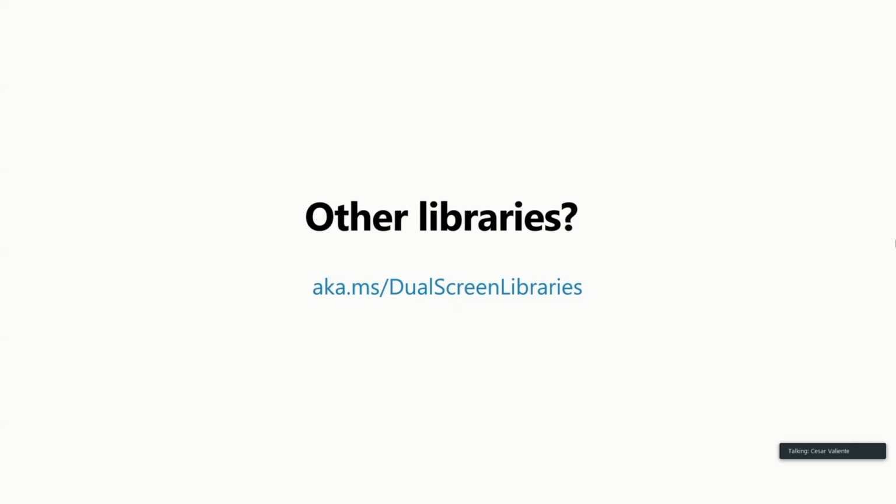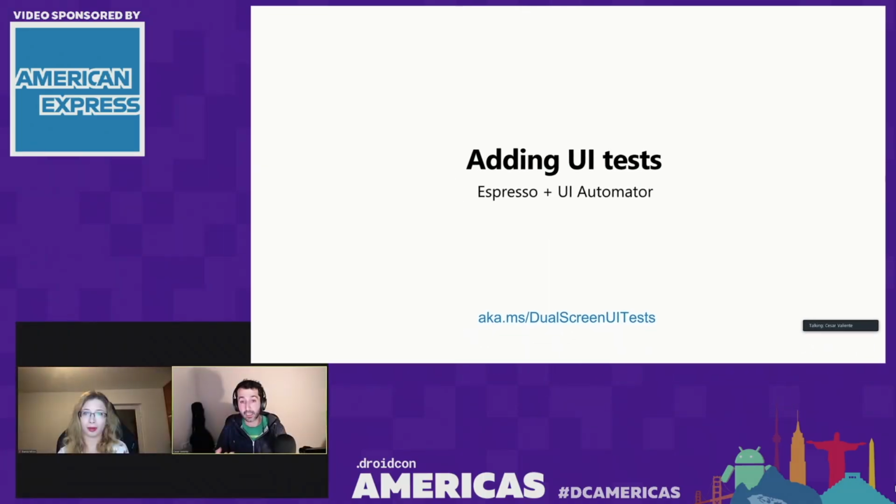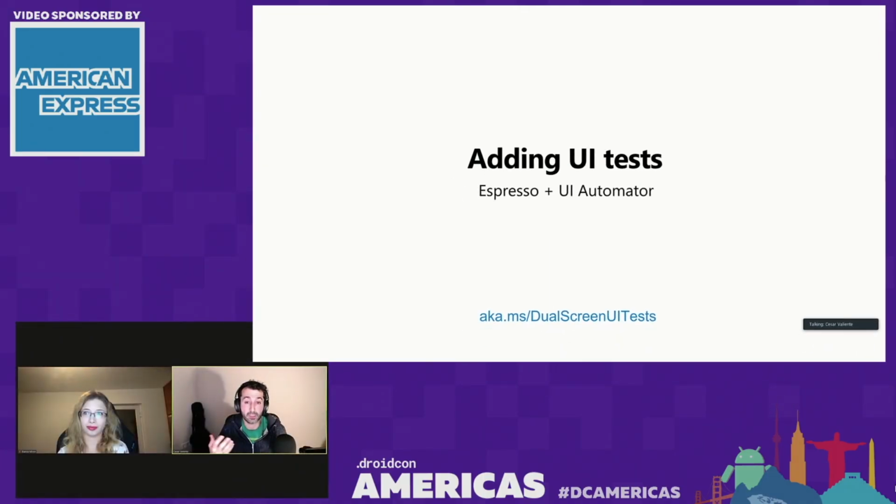Other libraries, we have more libraries, like for instance, button navigation, tab layout, and so on. And also we are working on many new libraries and many new components and some updates that will come very soon. Last thing that I wanted to show very quickly is how to add UI tests. So testing our apps is always really important, no? And when the app is in dual screen mode, in span, we also want to make sure that our UI is what the UI that we expect to show to our users. How can we test that?